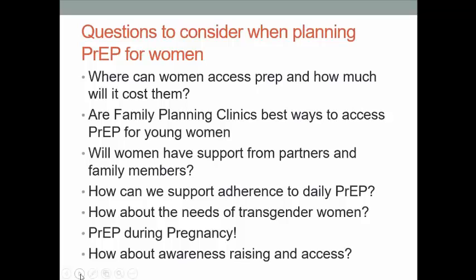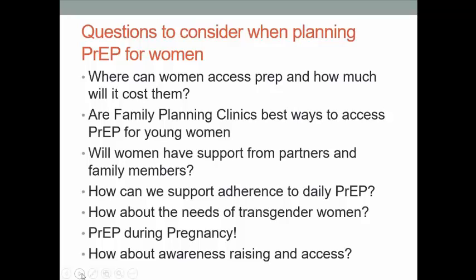Of course, we know that for us to get to a point where we have access to PrEP for everyone, it will take a lot of passion, commitment, knowledge, and conviction from advocates, policymakers, donors, and beneficiaries themselves. Everyone has a role to play. My colleagues already mentioned that indeed we need a lot of stakeholders. All of us have a role to play to make sure that PrEP is available for women. But what are some of the questions for us to consider when we are planning PrEP, especially for women? There are a number of questions we should bear in mind.